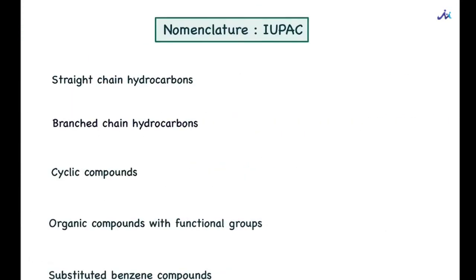Nomenclature means naming of compounds. Students are expected to write IUPAC nomenclature of the following compounds: straight chain hydrocarbons, branched chain hydrocarbons, cyclic compounds, organic compounds with functional groups, substituted benzene compounds.